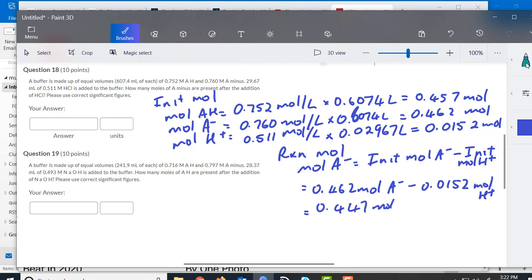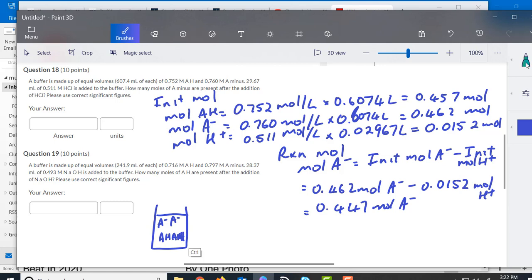moles of A-. Now, for justification here, I can draw this out as a picture. See, initially we've got approximately equal amounts of A- and AH in this flask here.